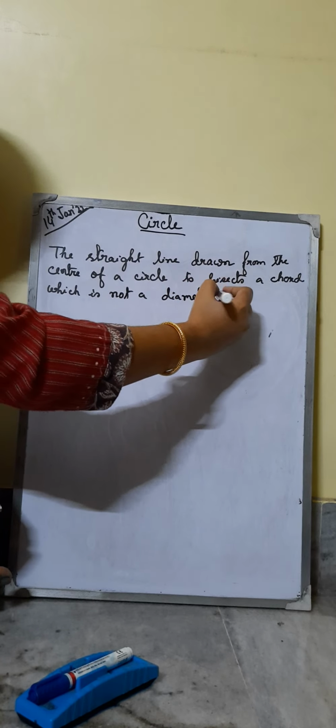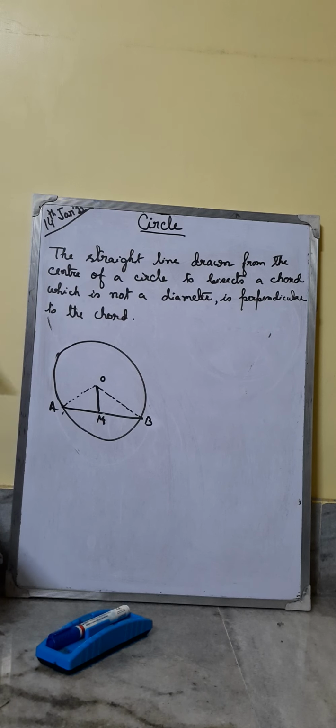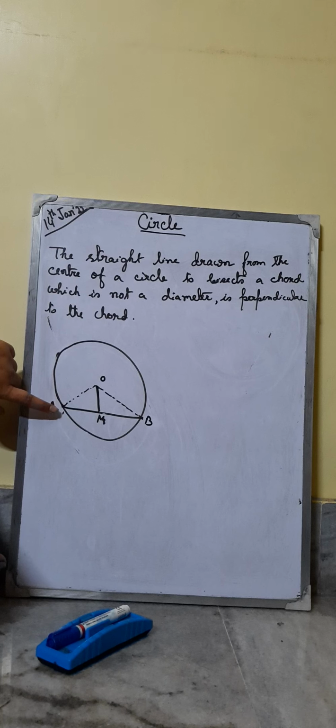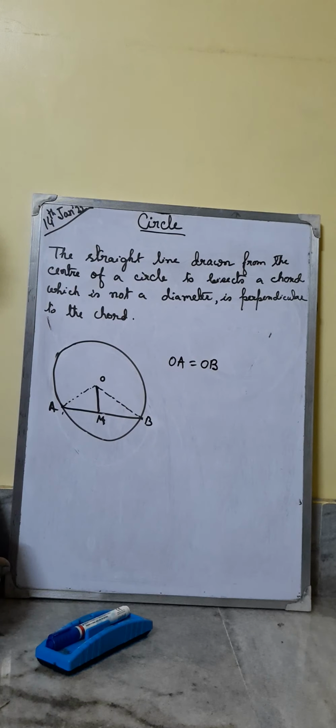So for this we have to join OA and OB. Now see, OA and OB are the radius of the circle, because what is the definition of radius? Radius means the distance from the center to a point of a circle, and it is always equal at every point of the circle from the center. So here OA is equal to OB. Okay.